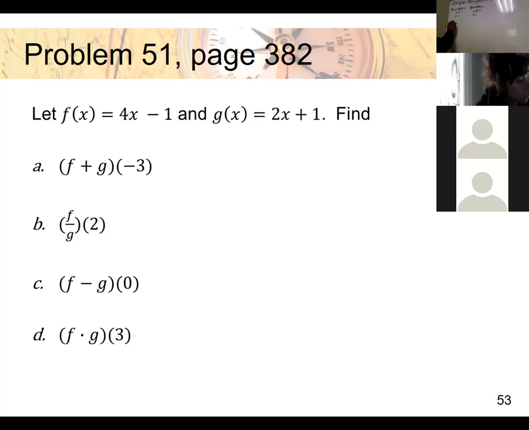And then finally part D, that's f times g of 3. So that means I need to multiply what f of 3 is and what g of 3 is. So for f of 3, substitute x with 3, this will be 4 times 3 minus 1. This will be 12 minus 1, which will be 11.